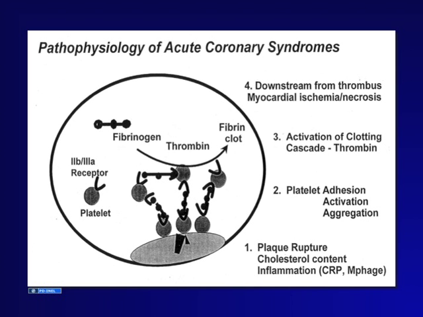This shows you the cascade. The plaque ruptures either from external stresses or internal enzymes. Cholesterol content is available. And the platelets adhere, activate, and aggregate. Then if this goes on for a while, the clotting cascade is activated, forming thrombin. And then we see downstream myocardial oxygen loss and then myocardial necrosis. Okay? So, plaque rupture, platelets, thrombin, ischemia, and infarction. All right? And there are various things that affect the platelets, various receptors, and we're going to talk about them. The fibrinogen is converted to thrombin, forming a fibrin clot.